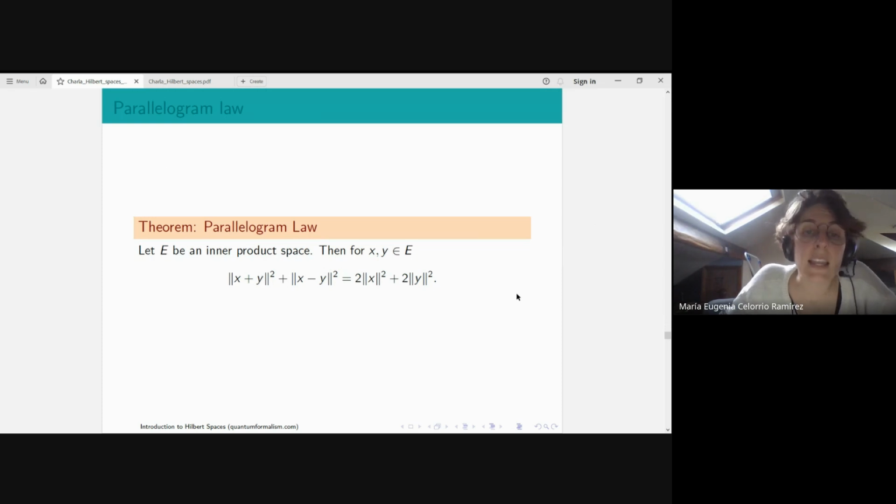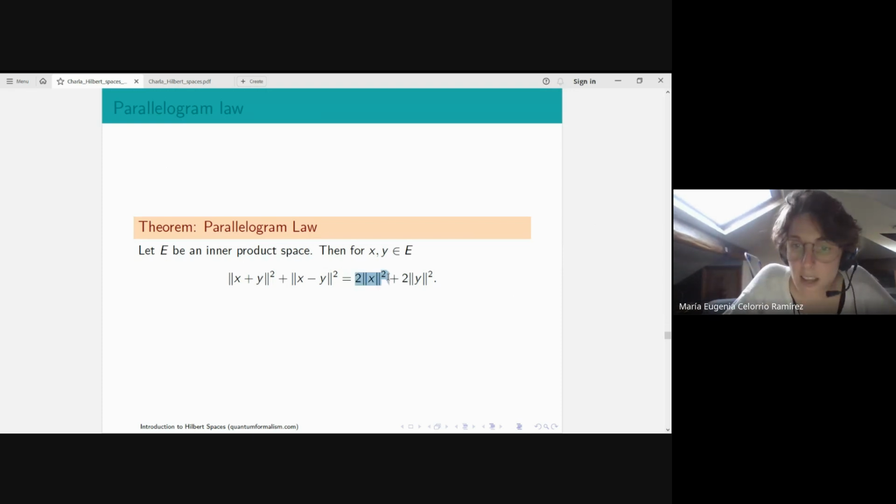And it's called the parallelogram law because it mimics a law in geometry that is called the parallelogram law or the parallelogram equality. Basically, this law tells us that whenever we have a parallelogram, if we add the square of the two diagonals, that is going to be the same as adding the square of the four sides. Now, because we have a parallelogram, the four sides are going to be the same two by two.